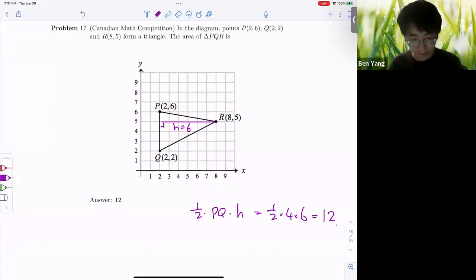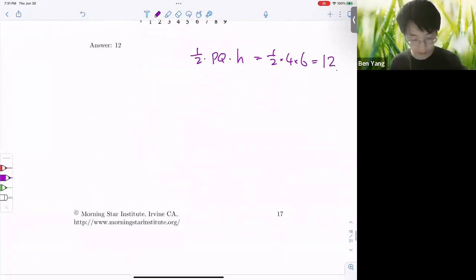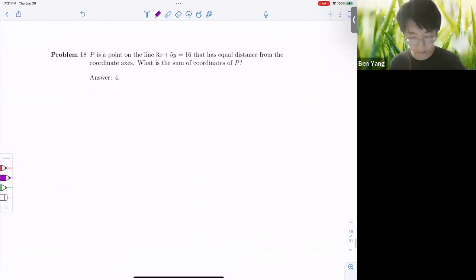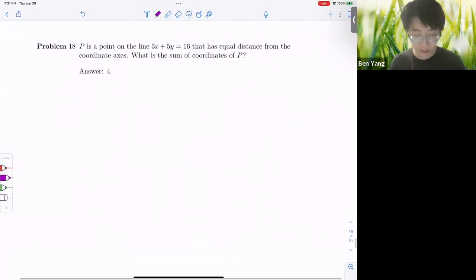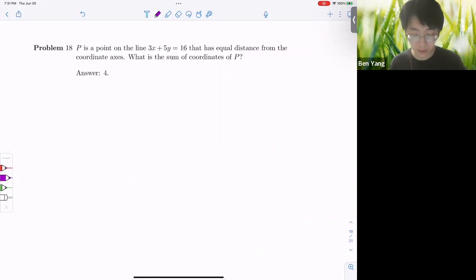Okay, let's move on. P is a point on the line 3x plus 5y equals 16 that has equal distance from the coordinate axes. What's the sum of the coordinates of P?